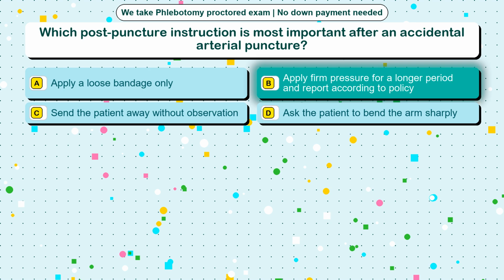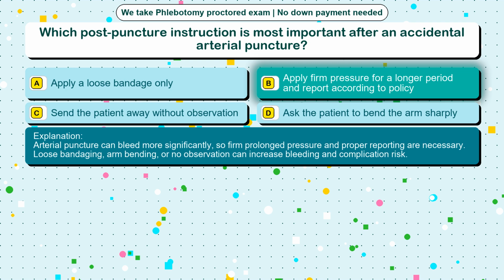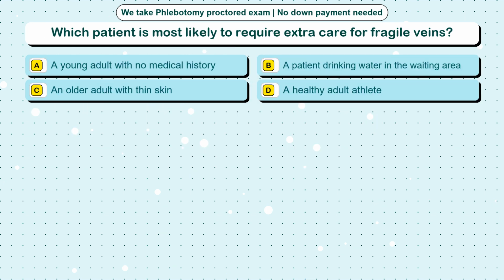The correct answer is option B. Apply firm pressure for a longer period and report according to policy. Arterial puncture can bleed more significantly, so firm prolonged pressure and proper reporting are necessary. Loose bandaging, arm bending, or no observation can increase bleeding and complication risk. Question 94. Which patient is most likely to require extra care for fragile veins?